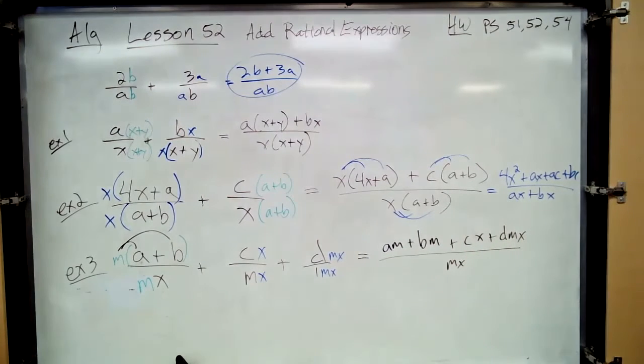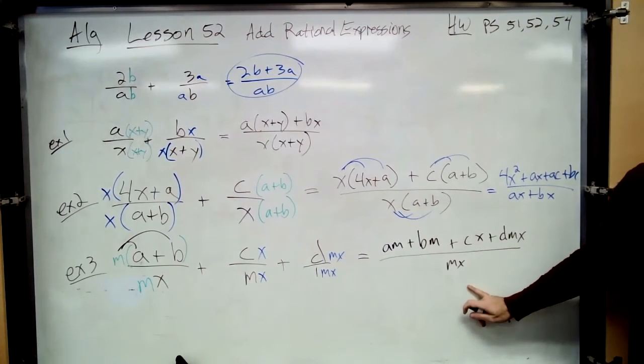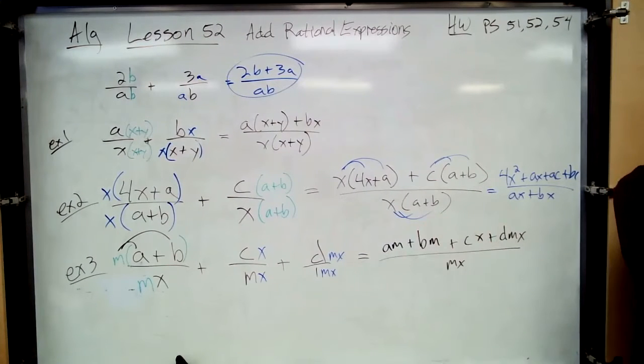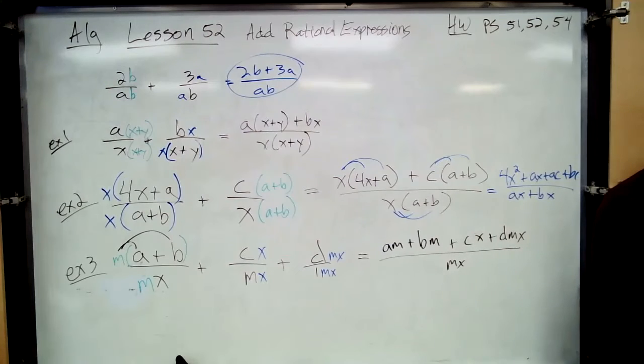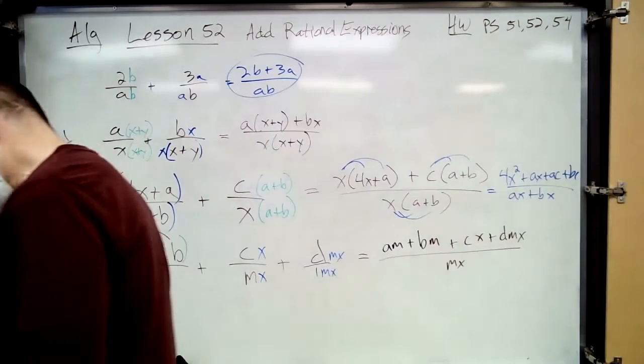And it looks messy, but the whole point of this exercise is to turn 3 fractions into 1. And we did. It's an ugly fraction. It doesn't look like we made anything better, right? But we accomplished the goal of adding these fractions together to make one ugly fraction. Okay? That's it. I have one more example.